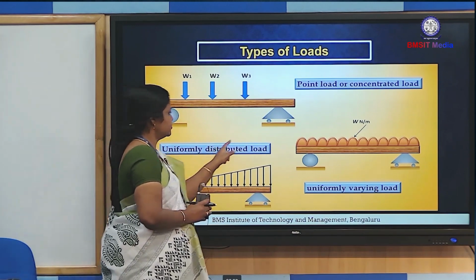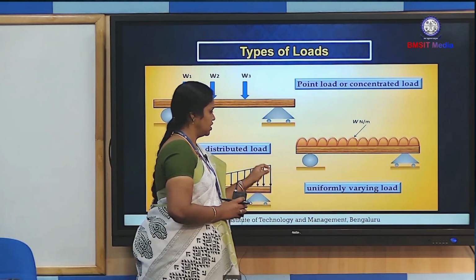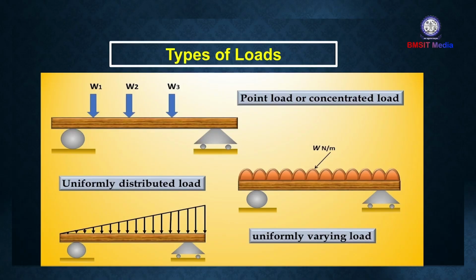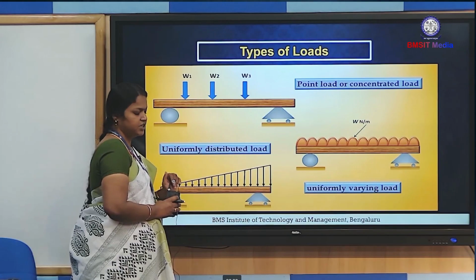So next one is uniformly distributed load, also called UDL load. The intensity of the load is constant over the entire span of the beam. Now coming to the uniformly varying load, here the intensity of the load is varying at each and every cross section.